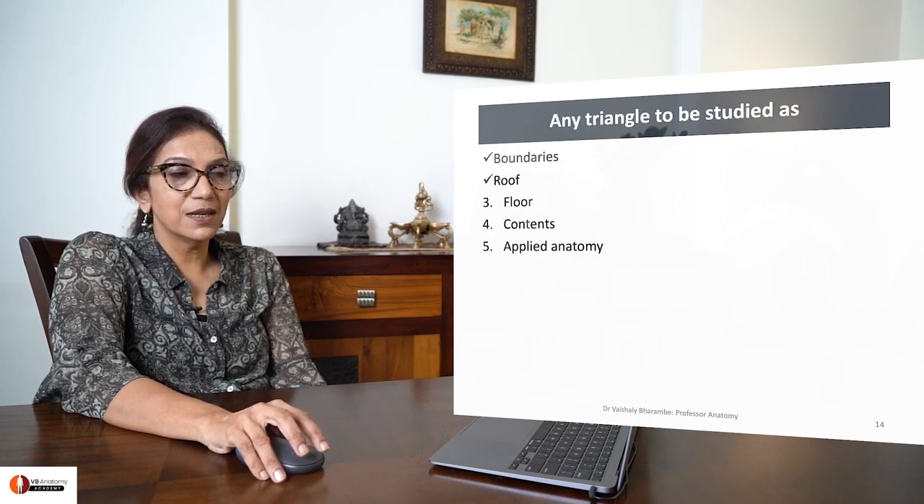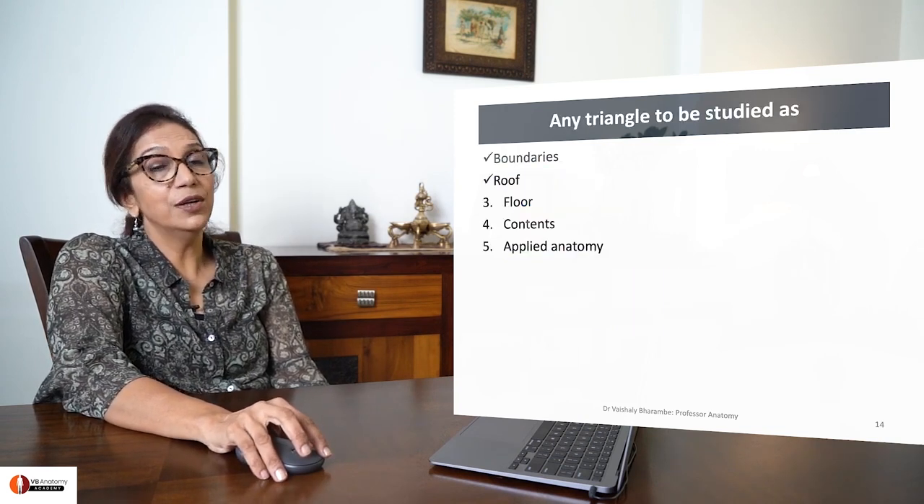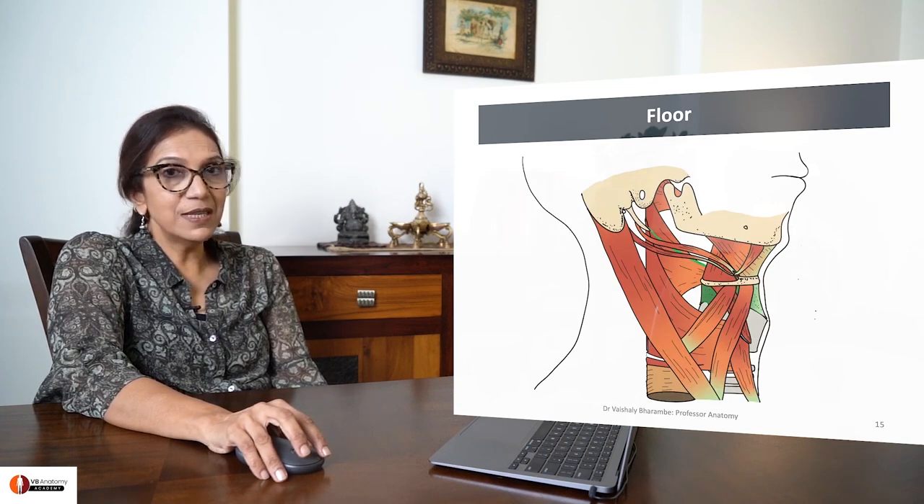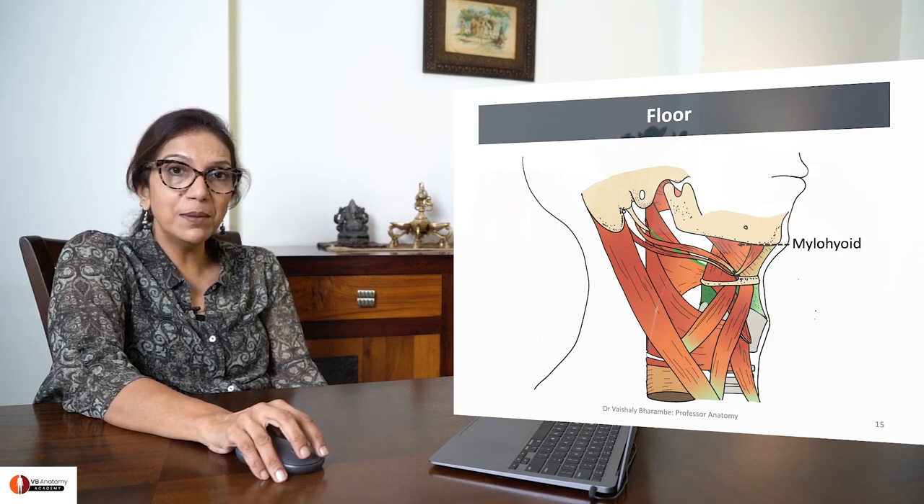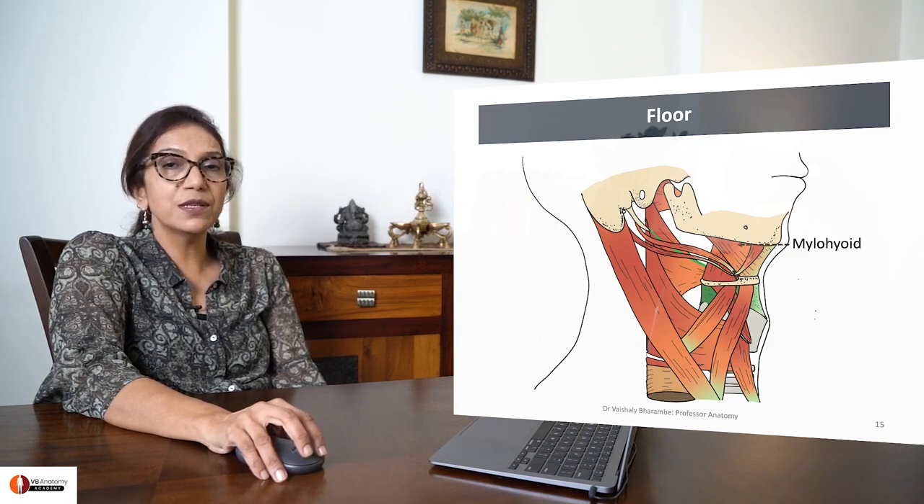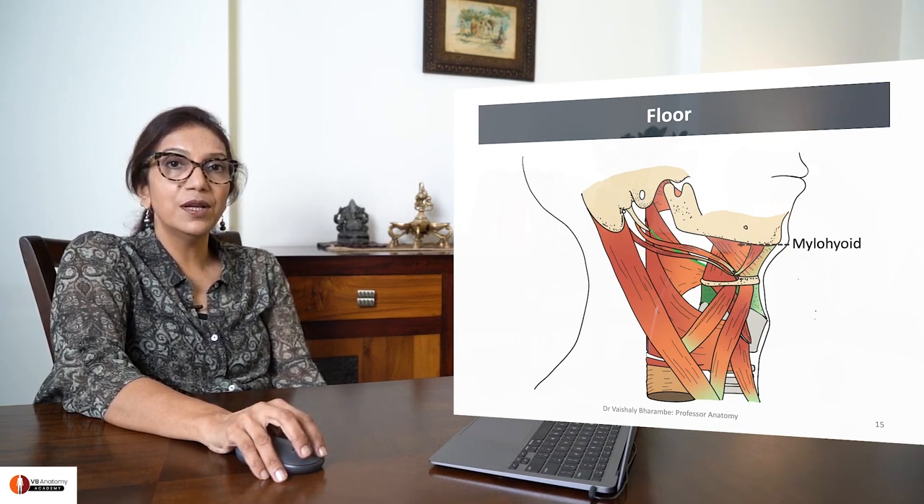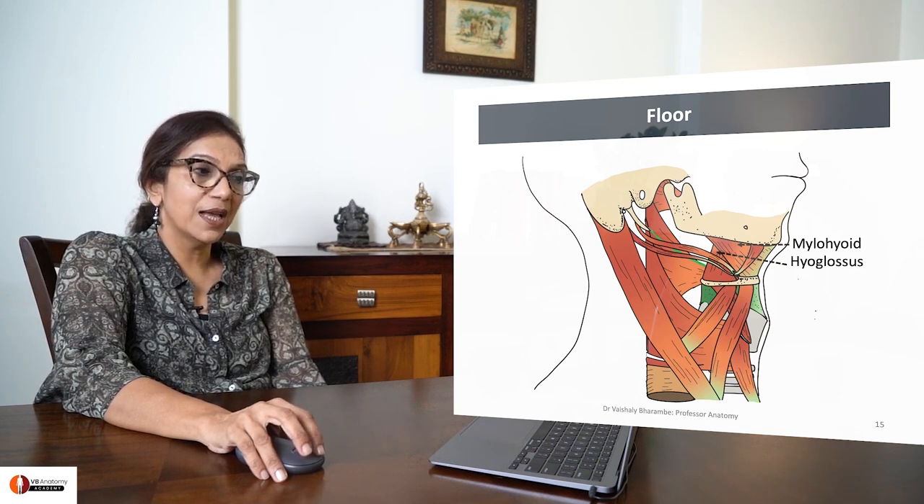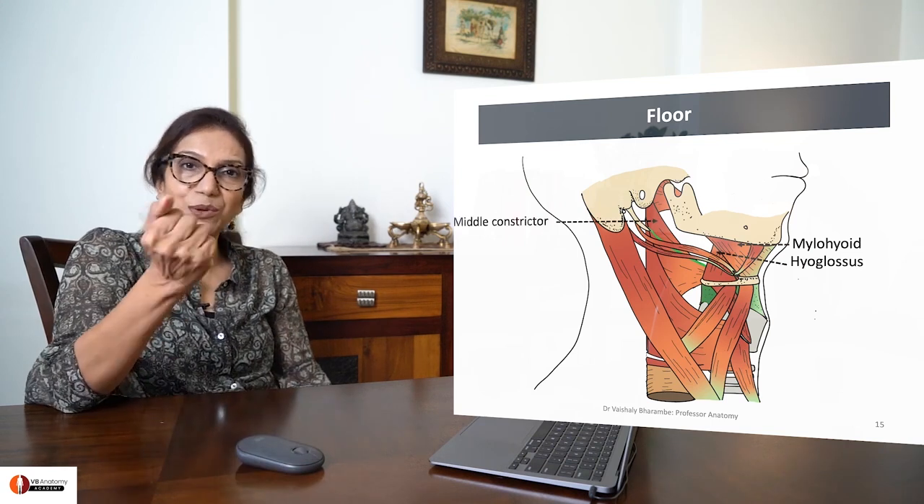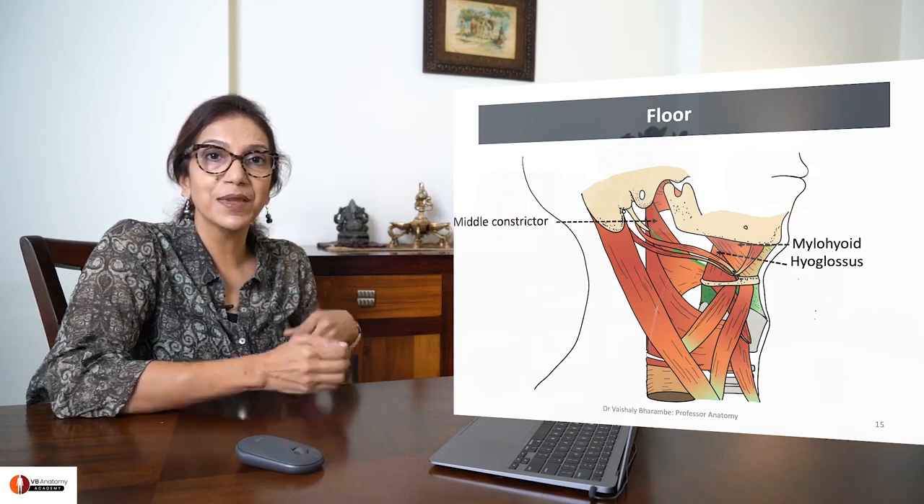So the roof is done. That means what is left now? Floor. Observe this image. From anterior to posterior, one below the other, the floor is formed by mylohyoid, posterior belly of digastric, and middle constrictor. Can you use your hands, students?